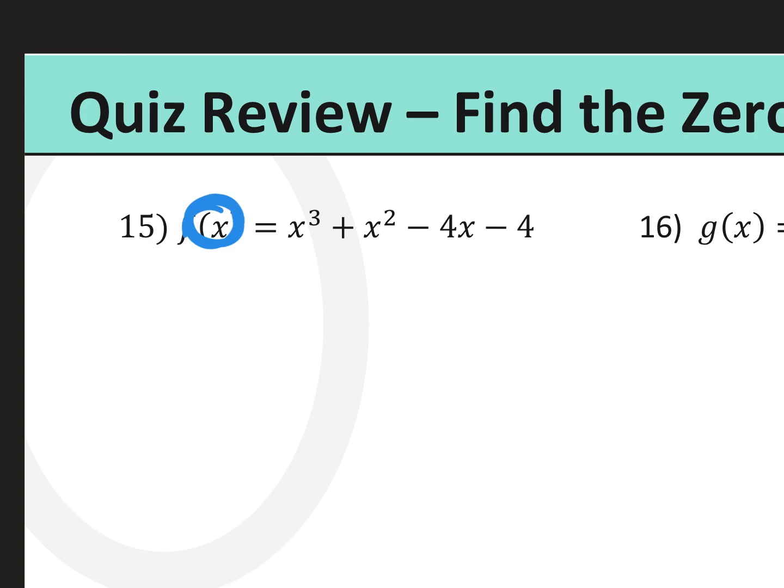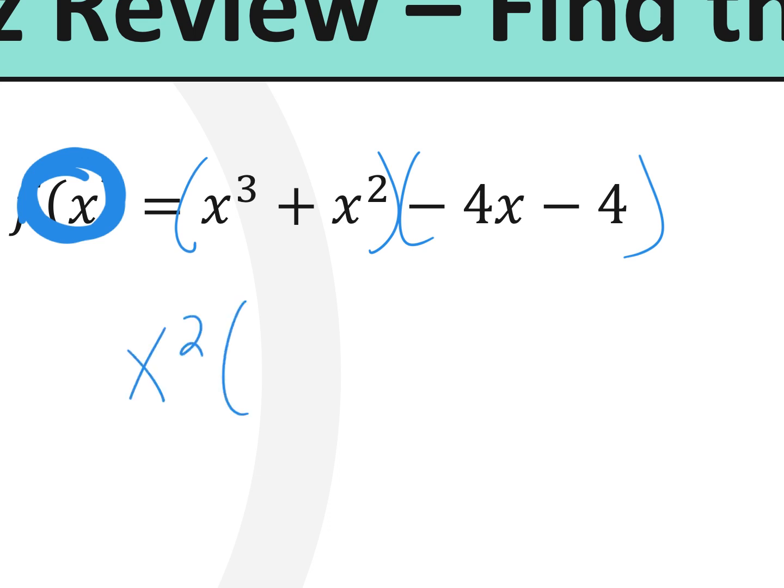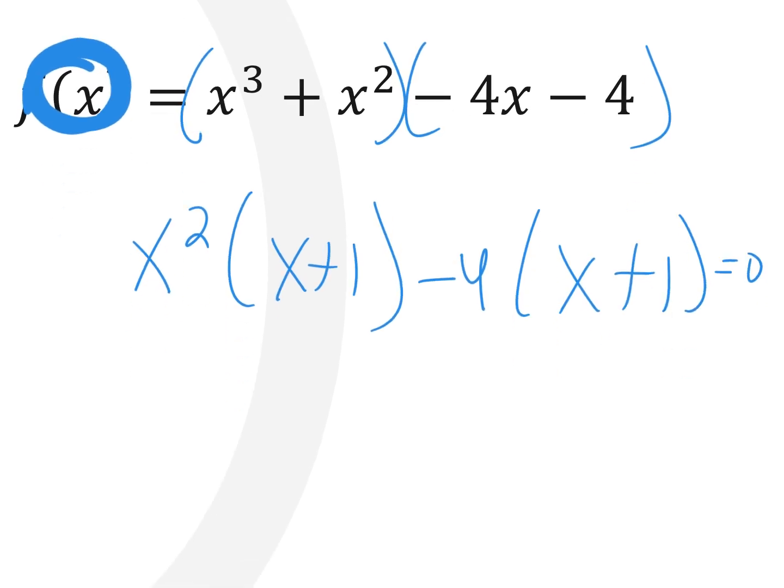So change that to a 0. All right, we're set equal to 0. Perfect. 4 terms. Is there a GCF? No, but let's try and group it. What can I take out of x cubed and x squared? X squared. I'm left with x plus 1. What can I take out of negative 4x and a negative 4? Negative 4. I'll leave x plus 1. So my x plus 1 comes out in front one time.